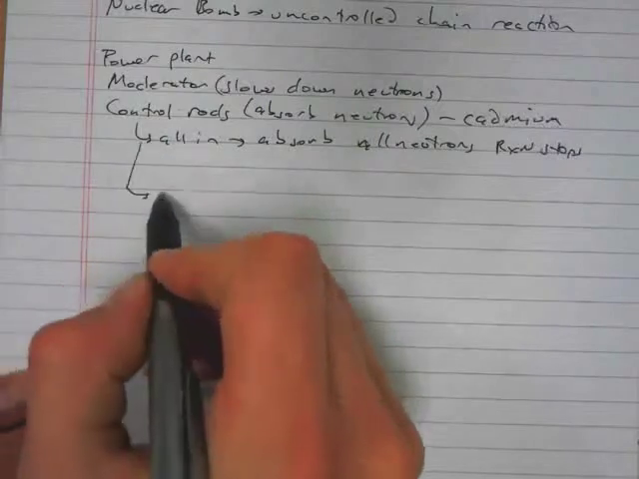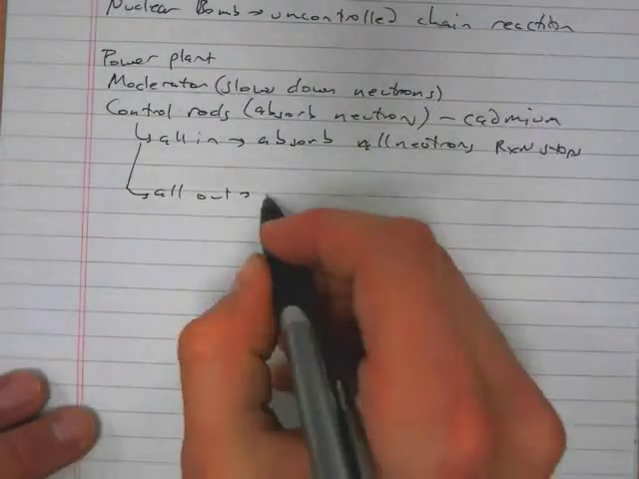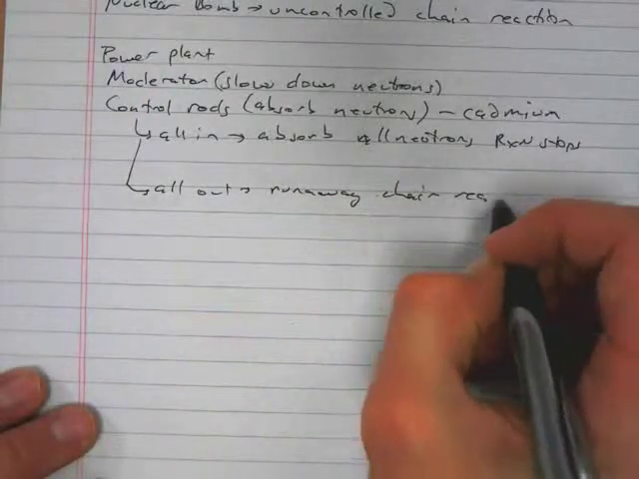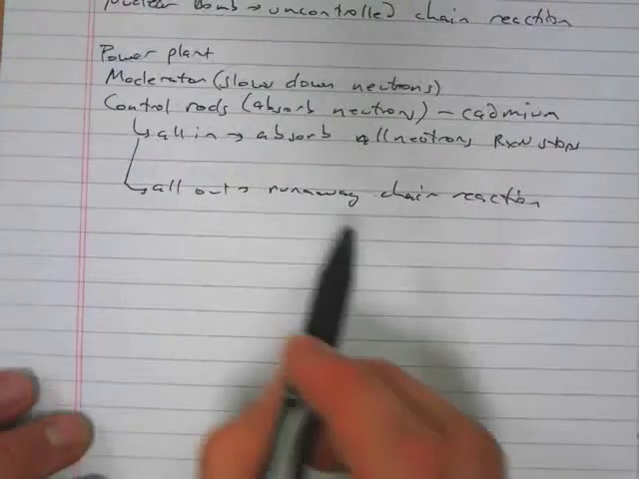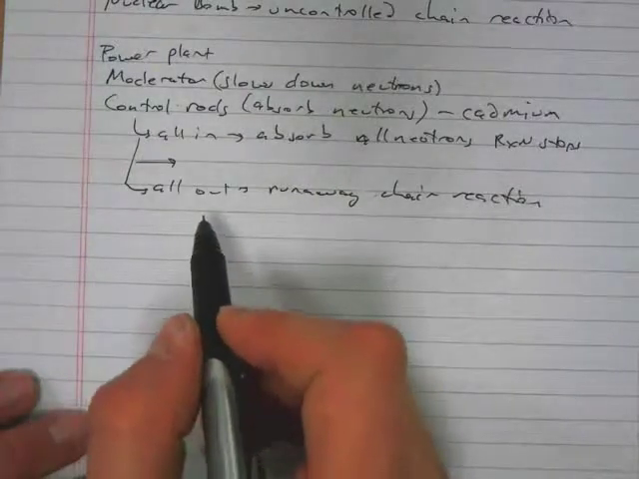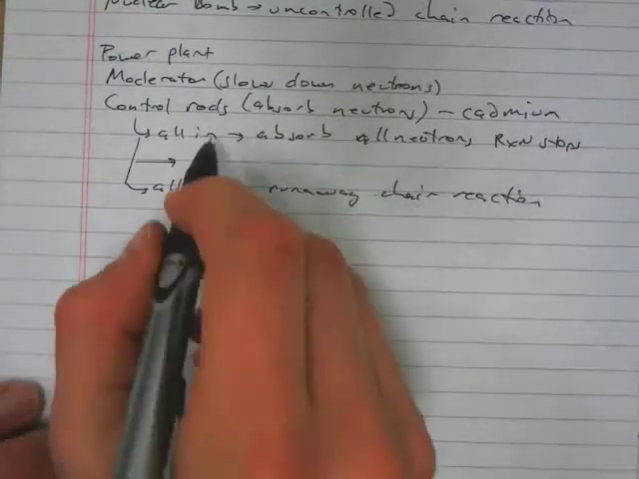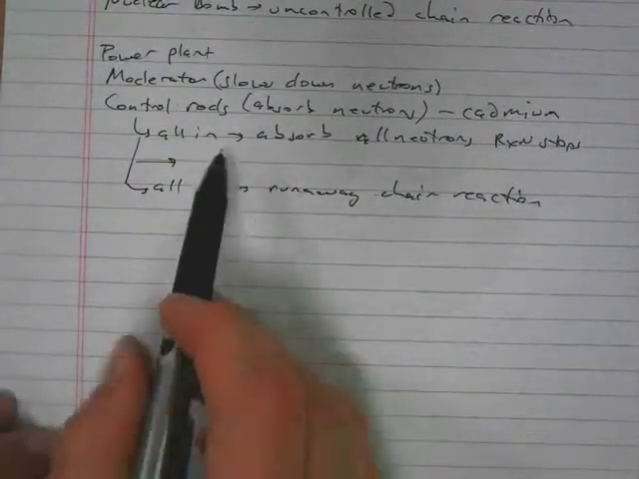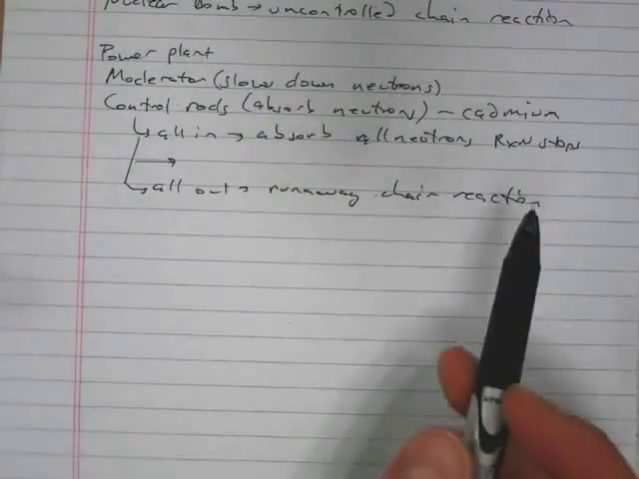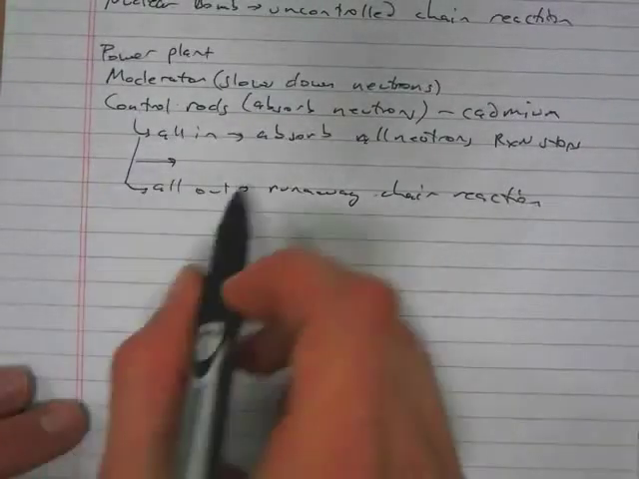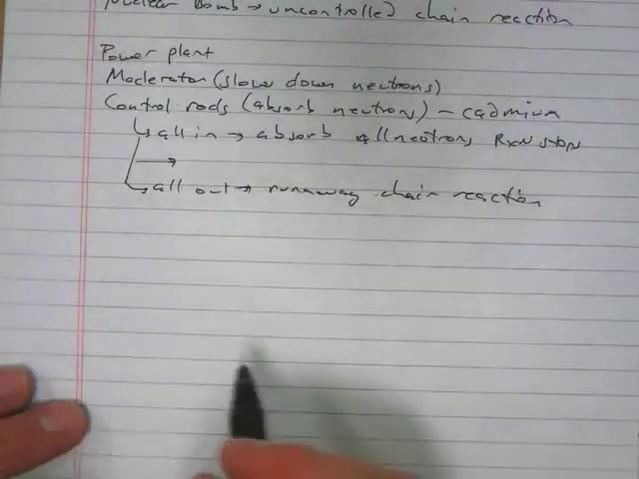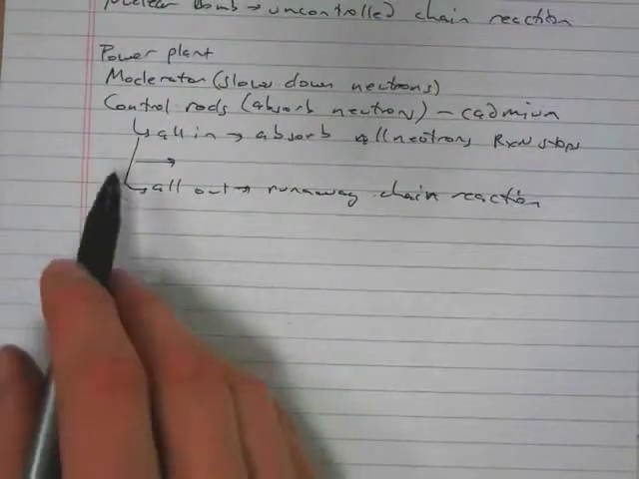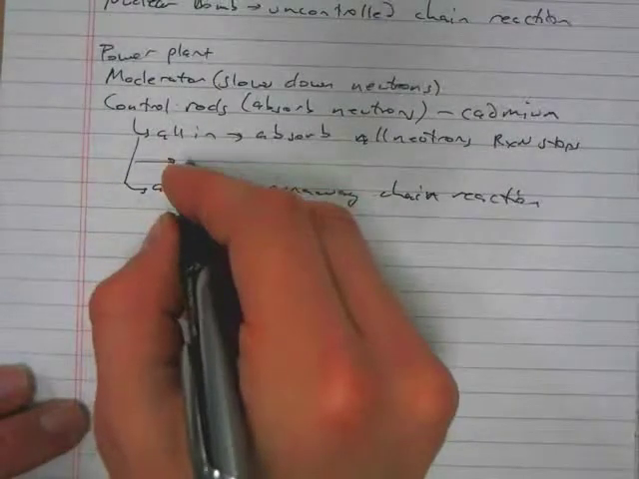If they are all out, then we get the runaway chain reaction. We get our kaboom. So ideally, you want to be somewhere in between those, and that's where you want to run a nuclear power plant. If your rods are absorbing all the neutrons, there's no reaction. You're not getting any energy. If none of the rods are in there, then you get the runaway chain reaction and your power plant explodes, like Chernobyl.